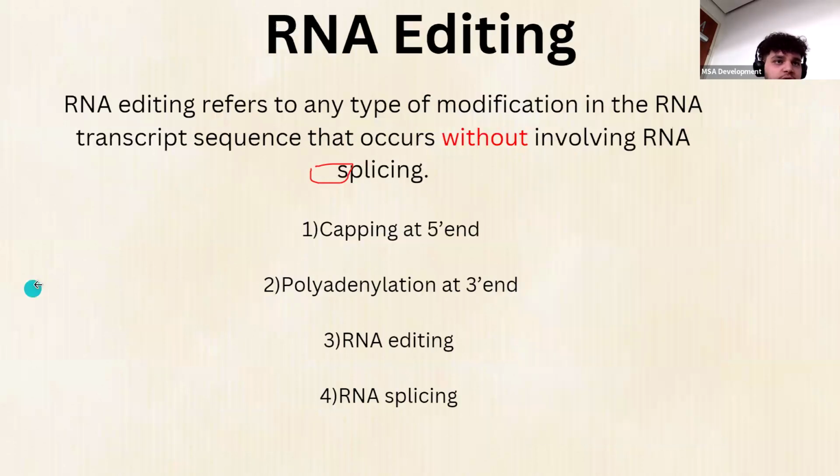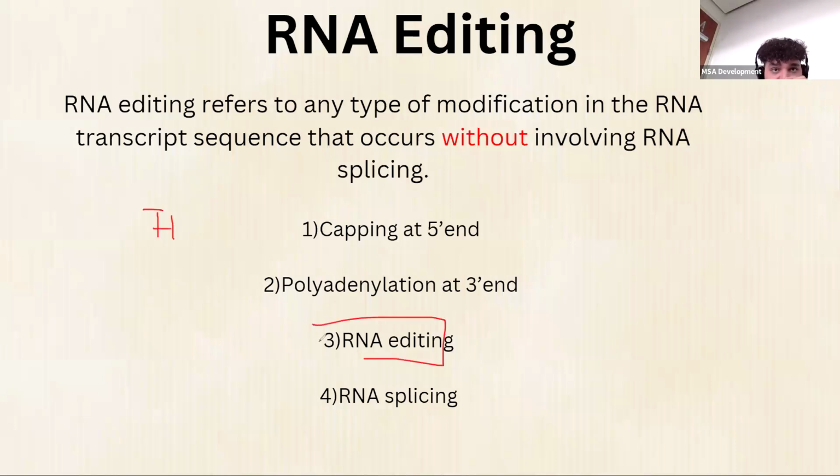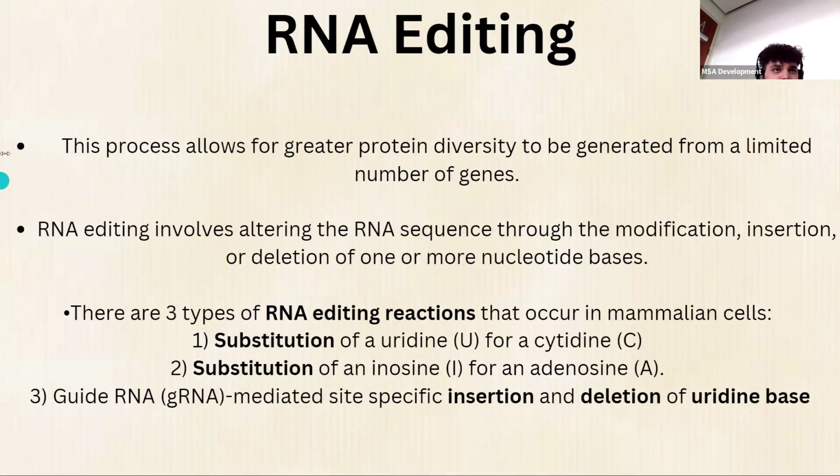Okay. RNA editing refers to any type of modification in the RNA transcript without involving RNA splicing. So we said RNA splicing involves cutting introns, right? I remove the introns. RNA editing, which is step number 3, occurs before splicing, and it's any modification, addition, deletion, anything that does not involve splicing.